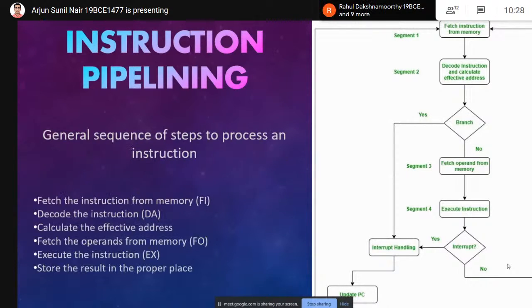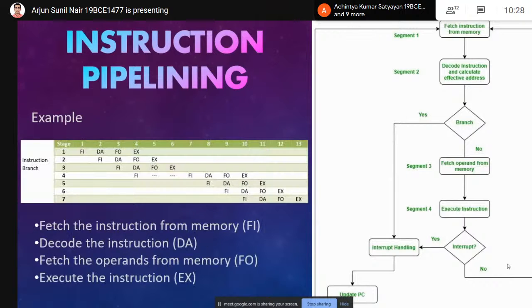The general sequence of steps used during the execution of an instruction is fetching the instruction, then decoding it, then the effective address is calculated, then the operands are fetched on which the instruction is to be applied, and finally the execution of the instruction takes place and the result is stored in the proper place. Next slide. We will understand how the instruction pipeline works with the help of an example.